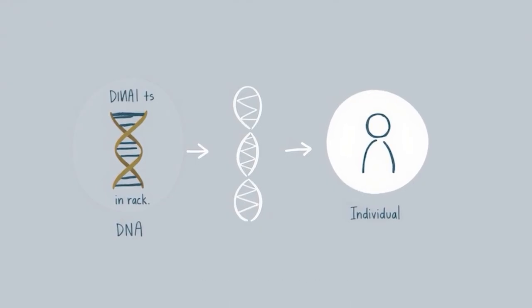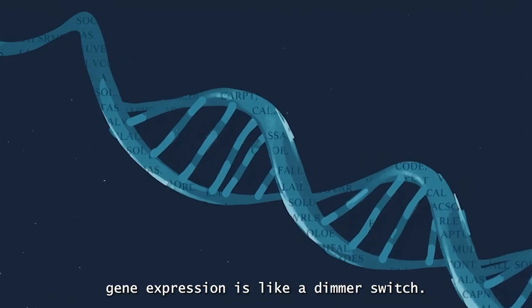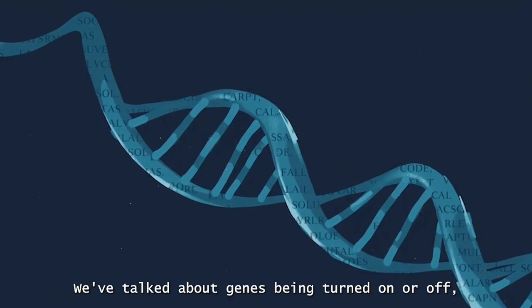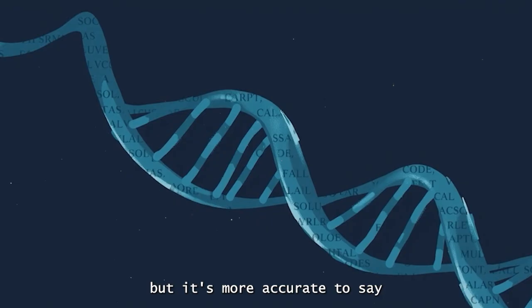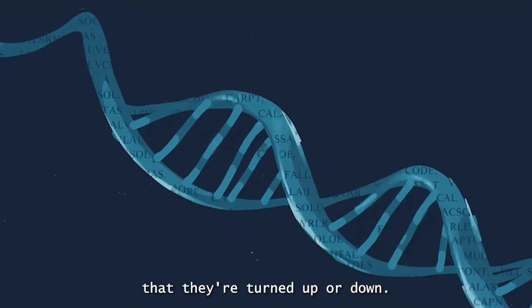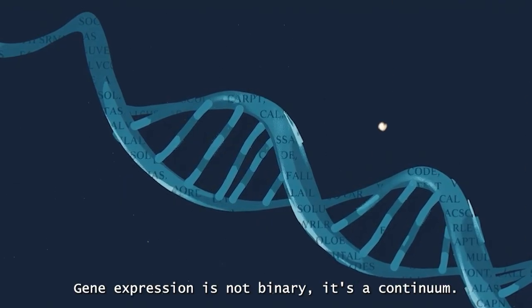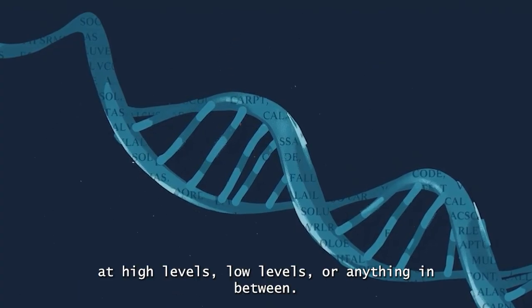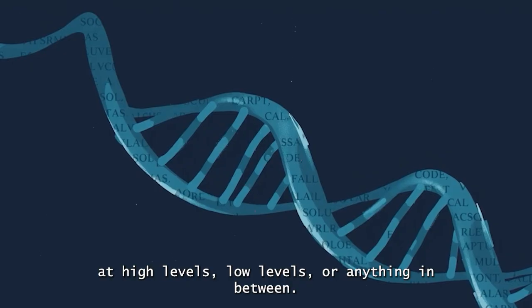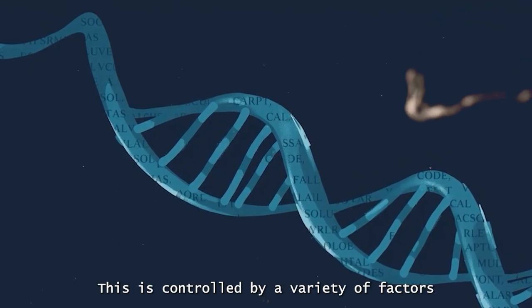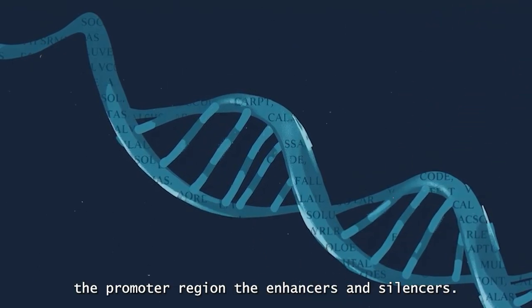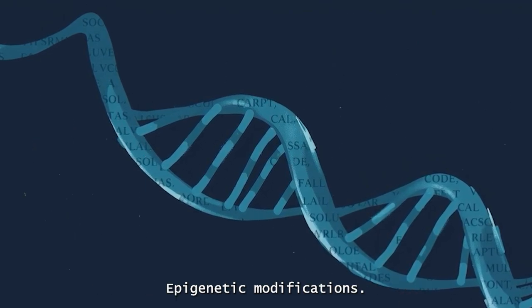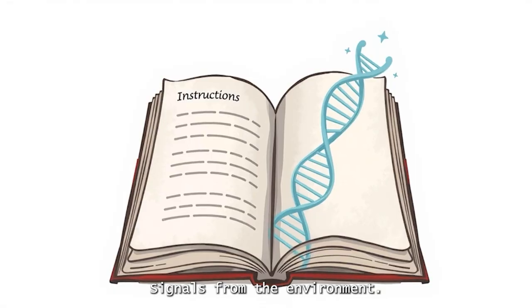Level 33. Gene expression is like a dimmer switch. We've talked about genes being turned on or off, but it's more accurate to say that they're turned up or down. Gene expression is not binary. It's a continuum. A gene can be expressed at high levels, low levels, or anything in between. This is controlled by a variety of factors: the promoter region, the enhancers and silencers, transcription factors that bind to the DNA, epigenetic modifications, signals from the environment.